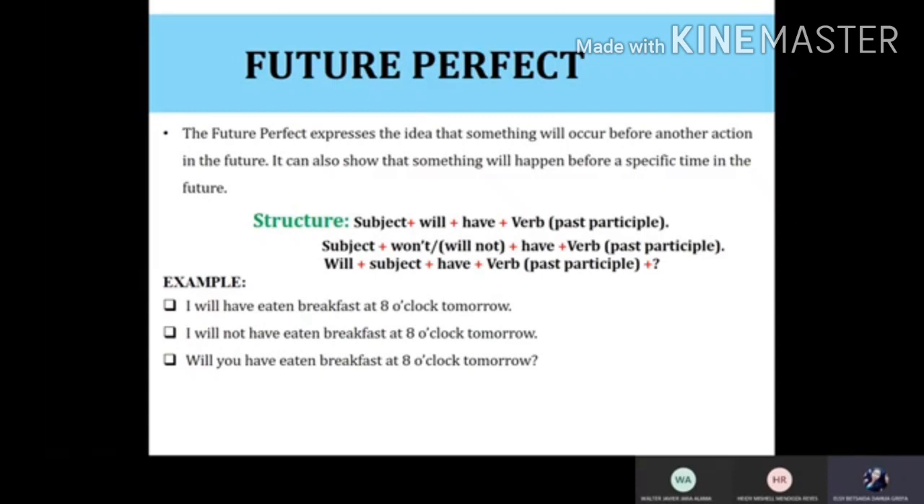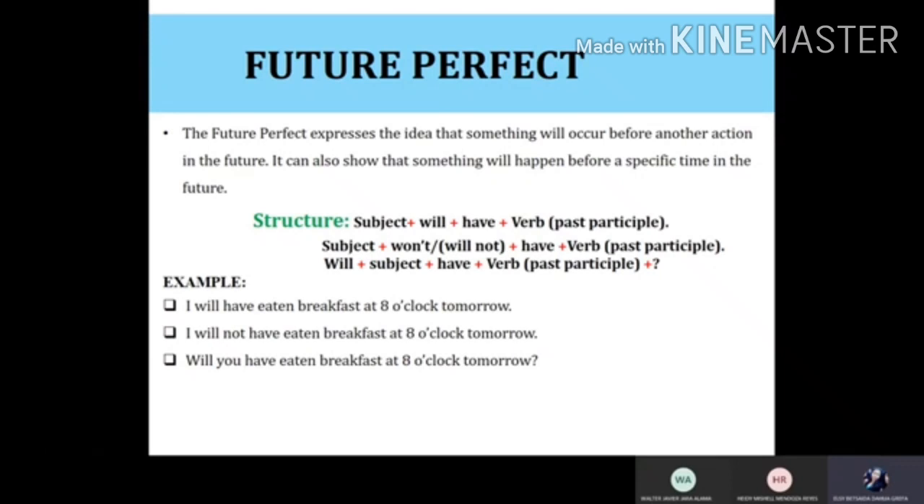Future perfect. The future perfect expresses the idea that something will occur before another action in the future. It can also show that something will happen before a specific time in the future. Structure in affirmative: subject plus will plus have plus verb past participle.